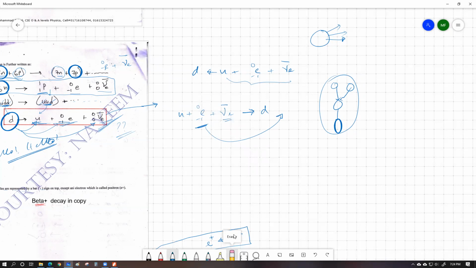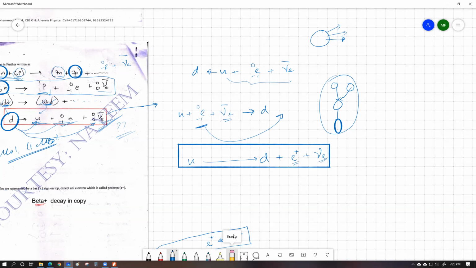So have a look over here. If I am going to change their sides, up quark should be converted into a down quark. Here we had an electron or a beta particle. Whenever this is reversed on the side, this becomes an anti-electron or a positron. Here we had an anti-electron neutrino, so this is going to become an electron neutrino. This is the total reaction that happens for a beta plus decay, which means one up quark converts into a down quark. Additionally, it produces one positron and one electron neutrino. This reaction is what we call the beta plus decay.